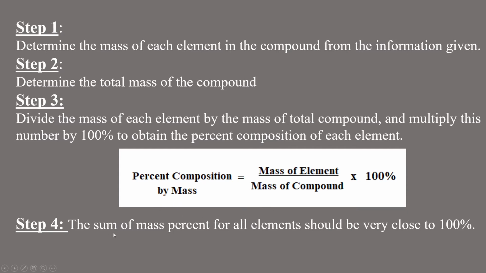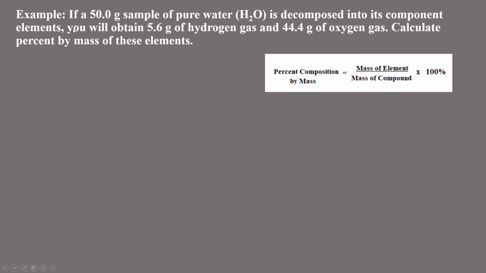Step number four is to check your answer, and you can do it by adding all the percent composition of all the elements, and you will get something close to 100%. The example is that if a 50.0 gram sample of pure water is decomposed into its component elements, you will obtain 5.6 gram of hydrogen gas and 44.4 grams of oxygen gas. You have to calculate percent by mass of these elements.